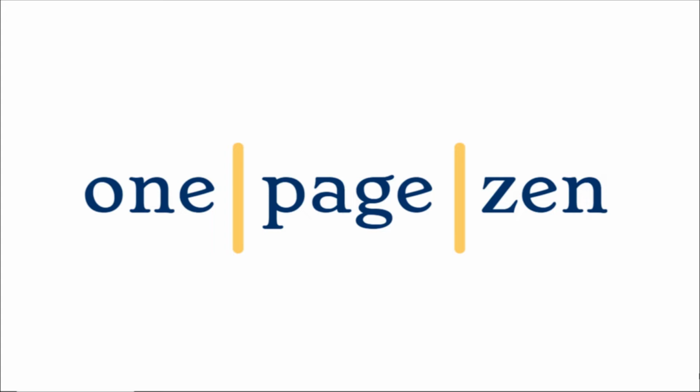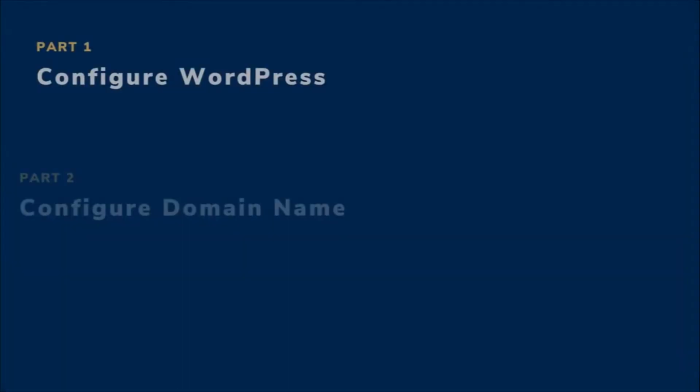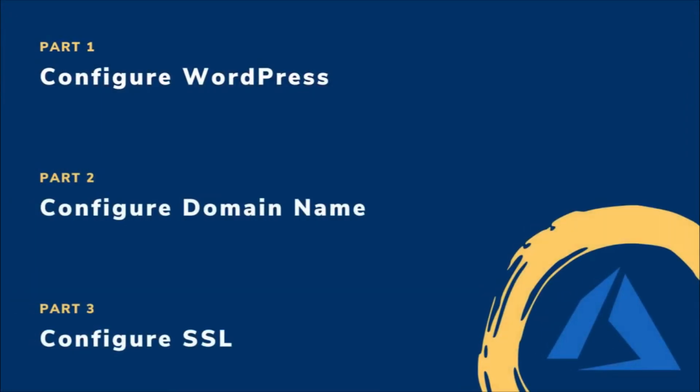I'm going to show you step by step how to deploy a WordPress website on Microsoft's Azure cloud platform. In part one of this tutorial, you're going to learn how to configure WordPress on a Microsoft Azure virtual machine instance. Then, in part two, you'll learn how to configure your custom domain name with your new WordPress website on Azure. And then finally, in part three, you will learn how to configure free auto-renewing SSL certificates for your new WordPress website on Azure. So let's get started.